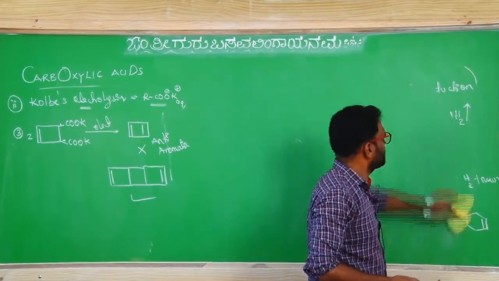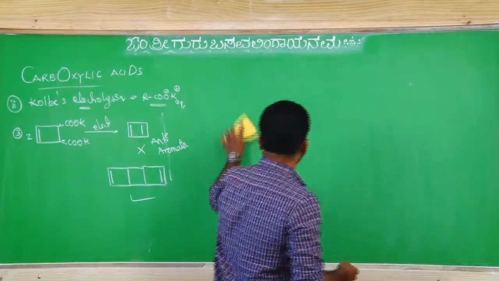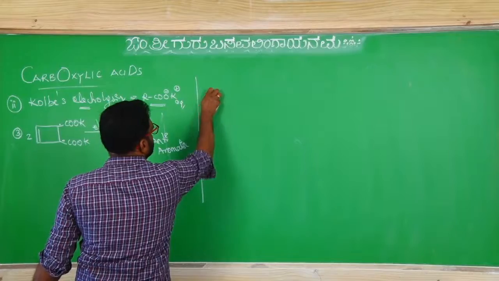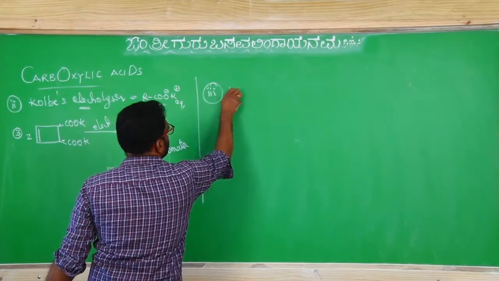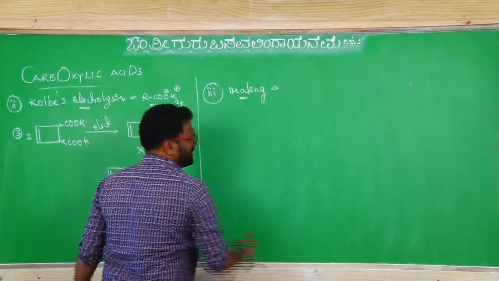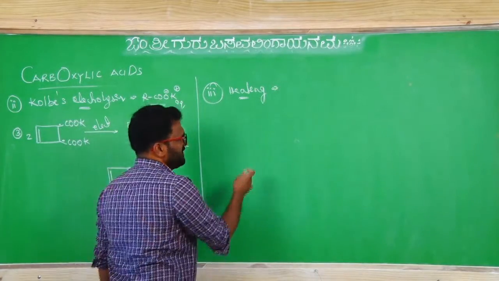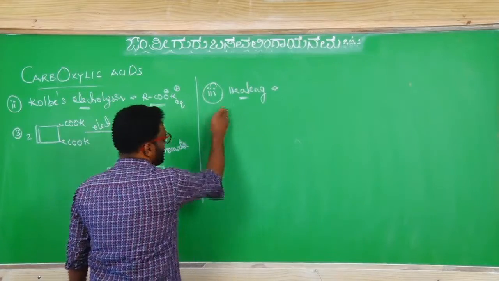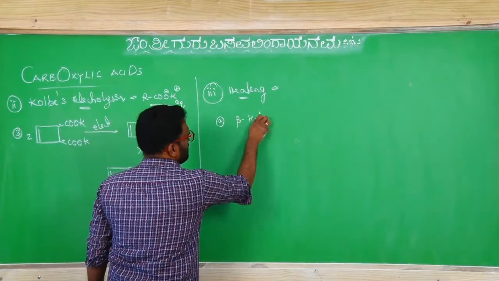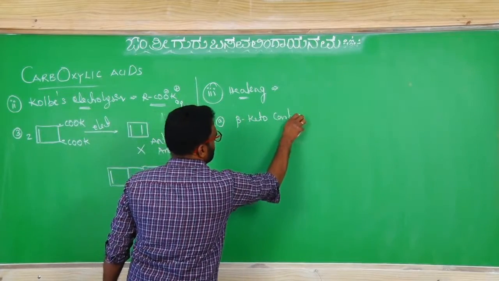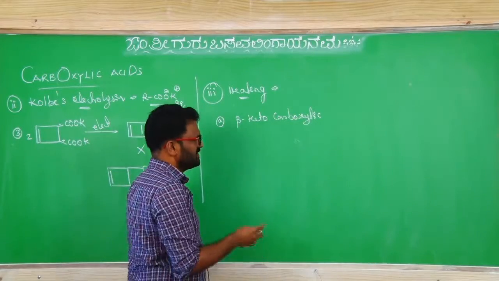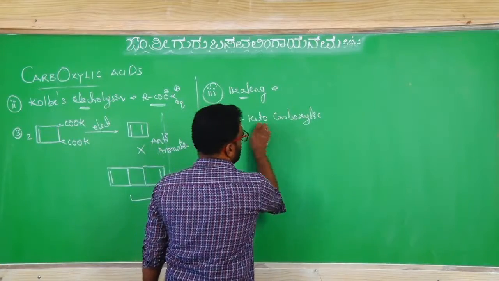Next, heating. So decarboxylation with heating. Next, heating reactions: on heating, there will be a loss of carbon dioxide. Heating means thermal reactions. So let me take heating of beta keto carboxylic acids. It is there in JEE Advanced, but not there in NCERT. So heating of beta keto carboxylic acids.